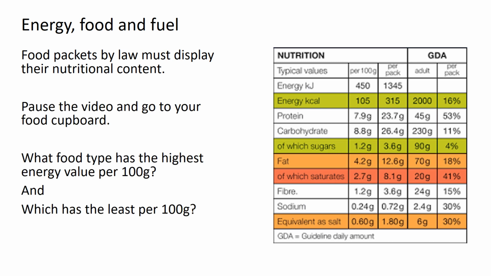So what I would like you to do now is go to your store cupboard and look at the packets of food in there, and find the packet that has got the highest energy value per 100 grams and the one that has the least energy per 100 grams. Now we do it by 100 grams so that the results are comparable. Remember, in science we always have to be able to compare things fairly.